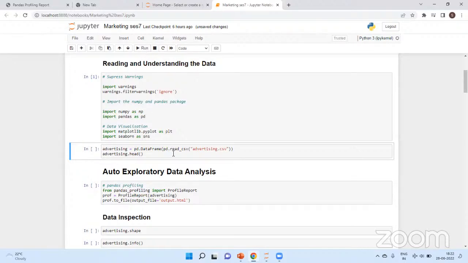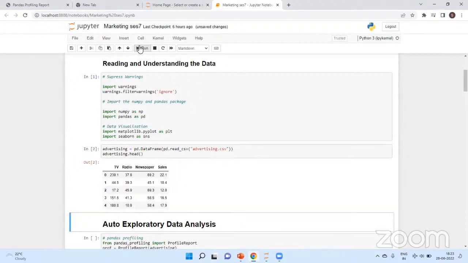Now it is time to load the data set, using pd.read_csv. After loading the data set, I want to know the top 5 rows. To get the top 5 rows, we execute the command advertising.head. So this is the data set. Here the column names are TV, radio, newspaper, and sales.